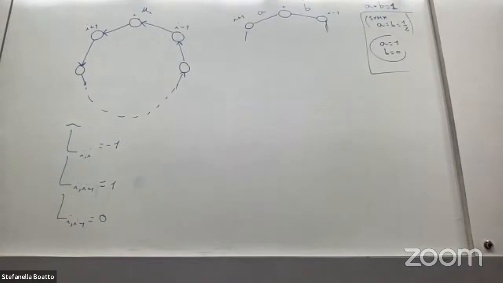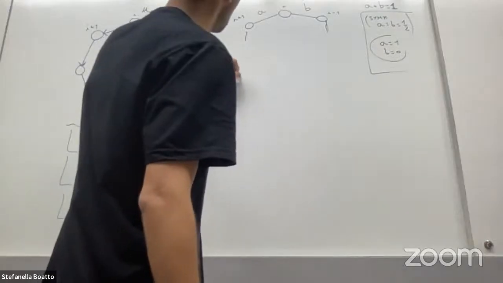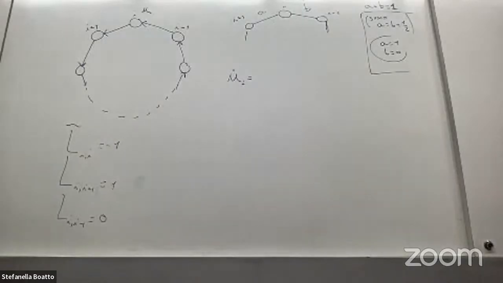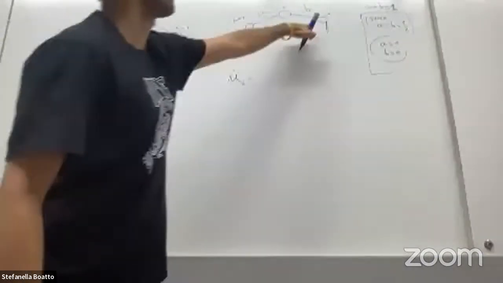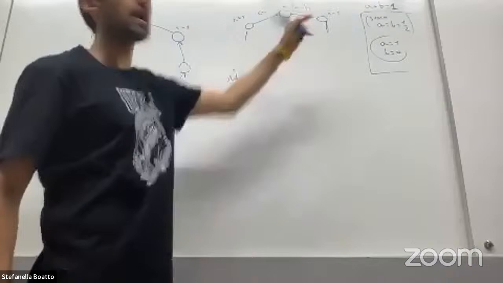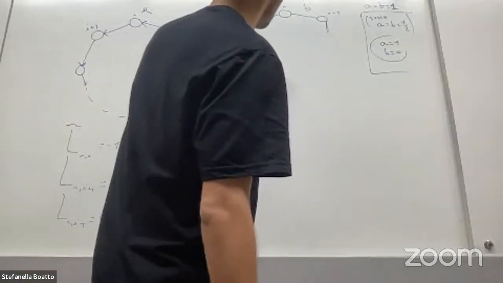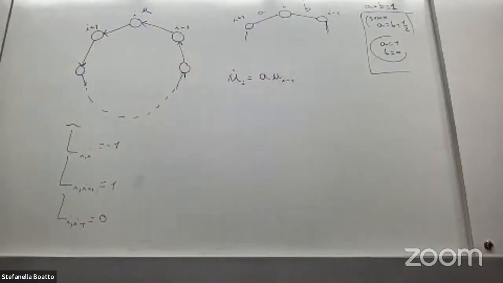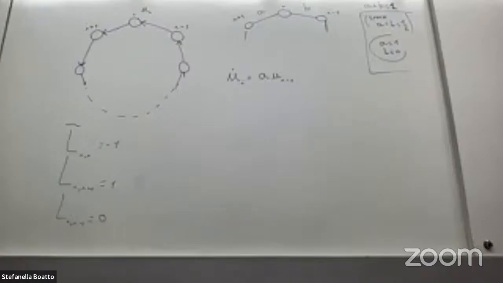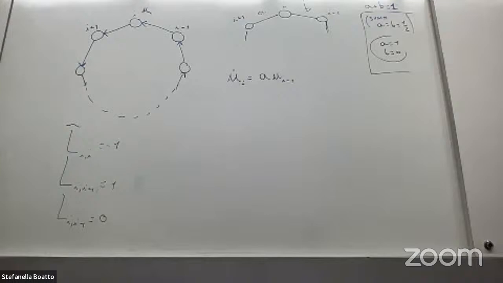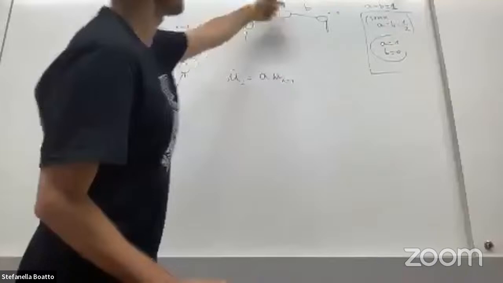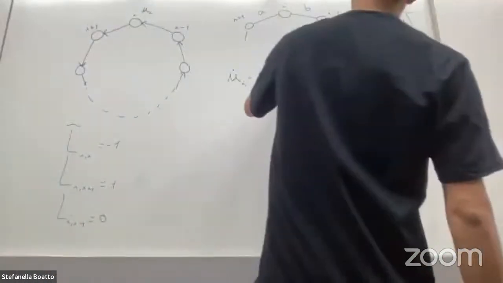So the variation in U_i is given by what is coming from I minus 1 with coefficient A. Did I name it the opposite way? No. Okay. And what is coming from I plus 1 with coefficient B?